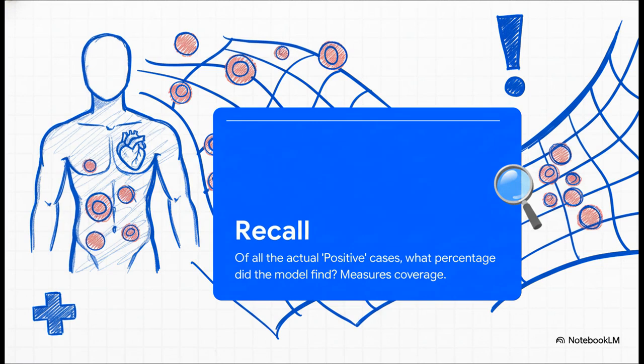And then you have its partner, recall. Recall asks the opposite question. Of all the actual positive cases that exist, how many did our model manage to catch? This is absolutely critical when a false negative is a disaster. If you're building a model to detect cancer, you need the highest recall imaginable. You'd rather have a few false alarms than miss a single real case.